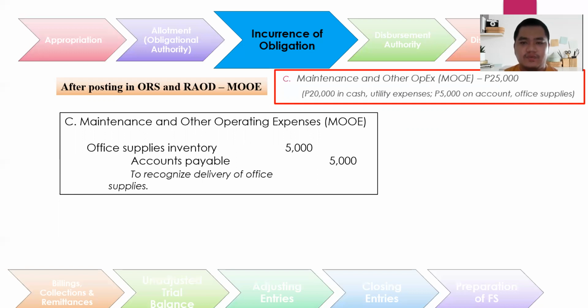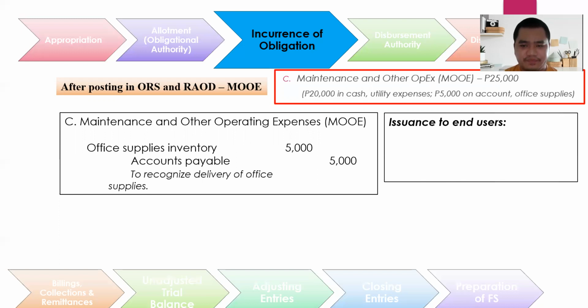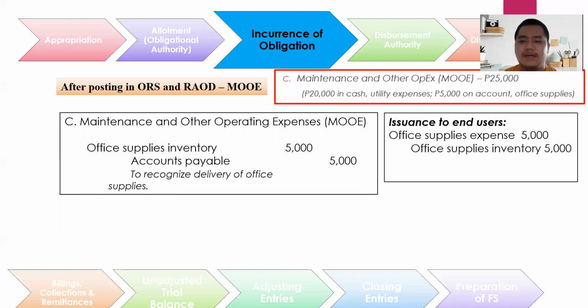So you can see there will be no entry for the issuances yet to the end users. The corresponding entry to that effect will be a debit to office supplies expense and then a credit to office supplies inventory for 5,000 also. So that is to record the issuance of office supplies to the end users.